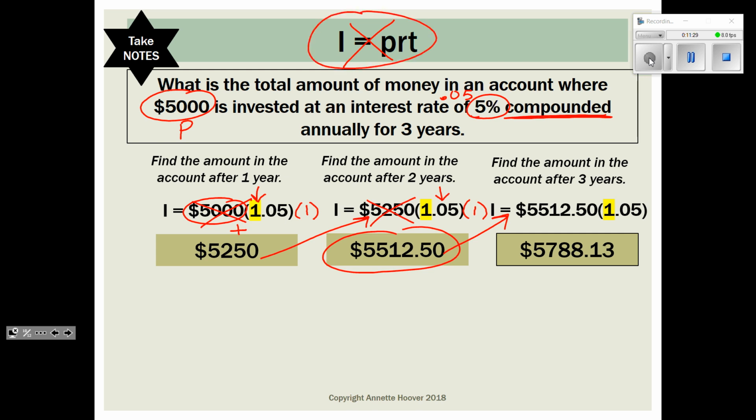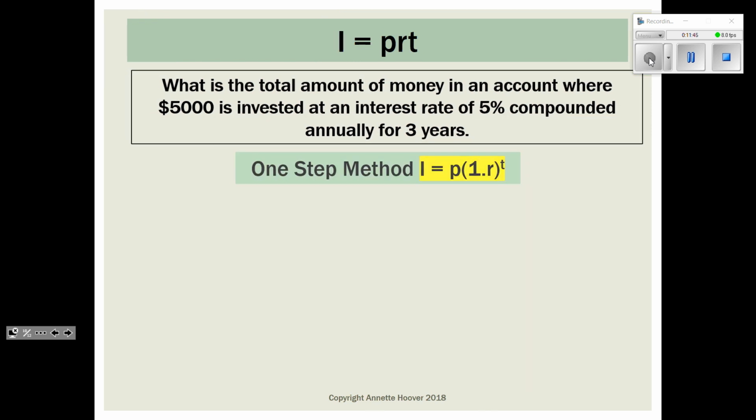When you use that, you have to do 1 year at a time. Each time, whatever the amount was, that's your next principal. The new amount is your next principal that you plug into the equations. Or we can use our one-step method.